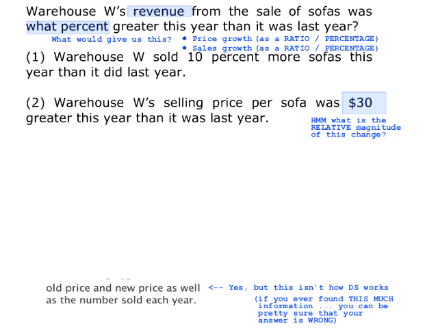If you're going to make a standard chart for this kind of thing, what would you put in the chart? Or what would be your headings? Yeah, price per sofa. And then quantity of sofas. And then revenue, which is the product of this. Exactly. So if you multiply this by this, you get this.